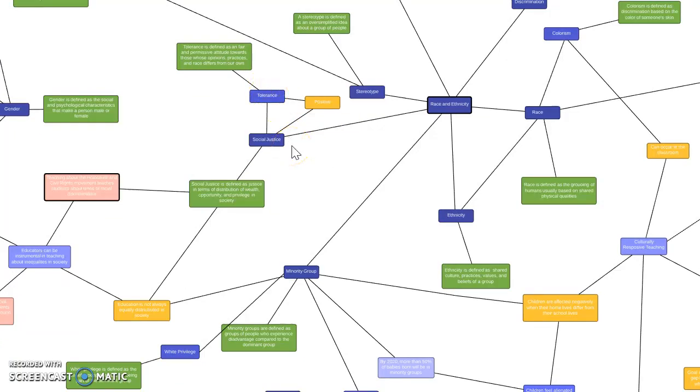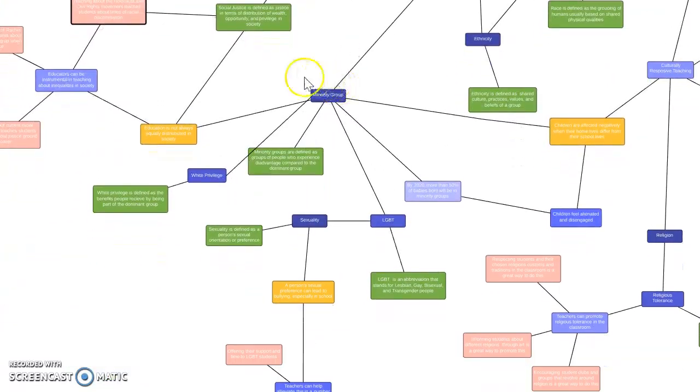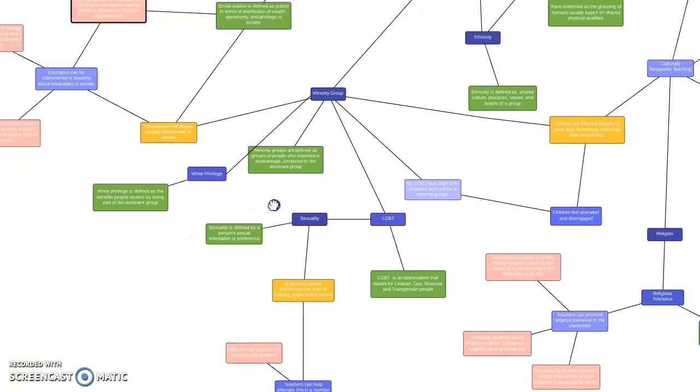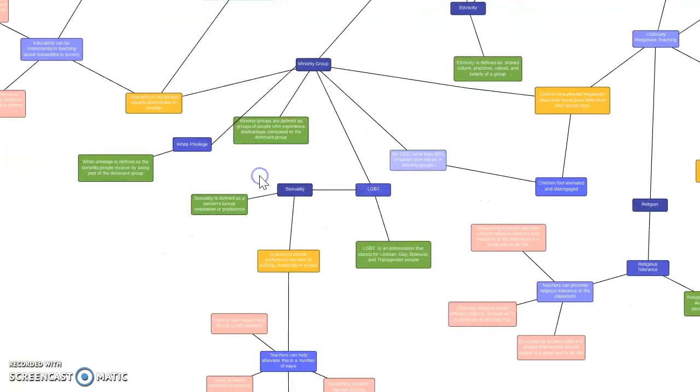And then the fifth module is class and socioeconomic status. That can be seen down here, where I talk about minority groups a lot, since this module talked about them a lot. And I went on to explain white privilege and how people who are white are given privileges that people in minority groups don't receive, particularly in education.